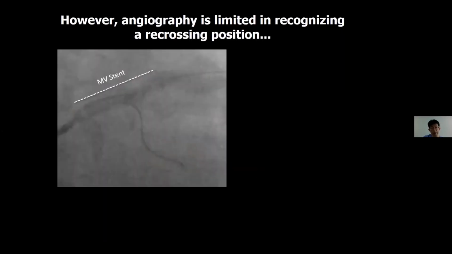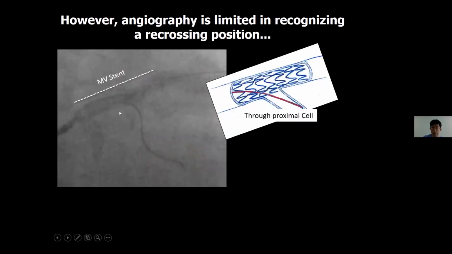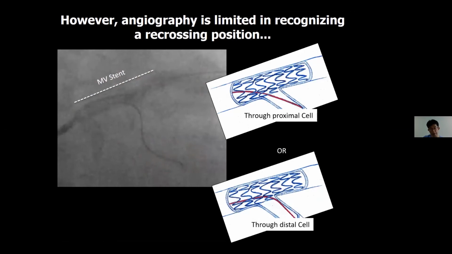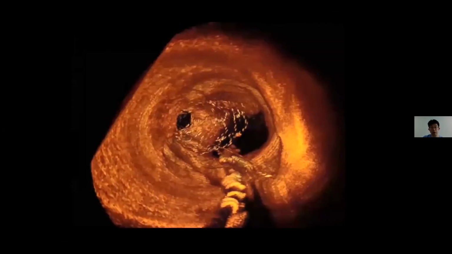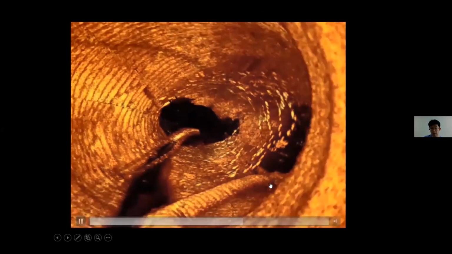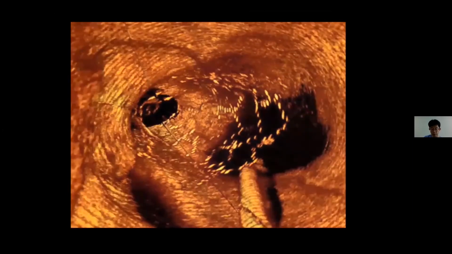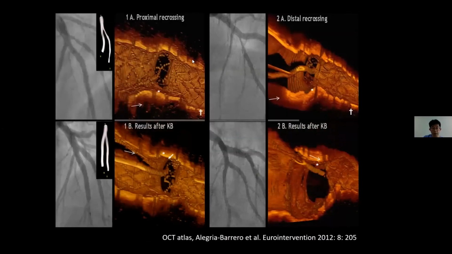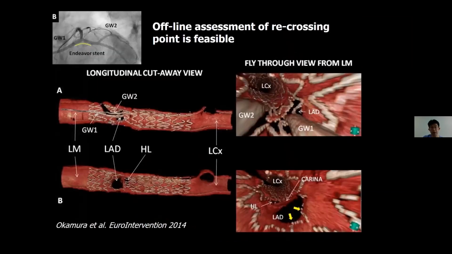However, angiography is limited in recognizing the recrossing wire position, through the proximal cell or distal cell. But OCT is very clear here. This guide wire is at the more proximal side here. OCT or OFDI image is very helpful. So if proximal wire crossing after KBI, this is a stent strut, a jailed strut is here. But if distal wire crossing, it opens very well, there's no strut jail. This is an OCT or OFDI image. Offline assessment of the recrossing point is useful.